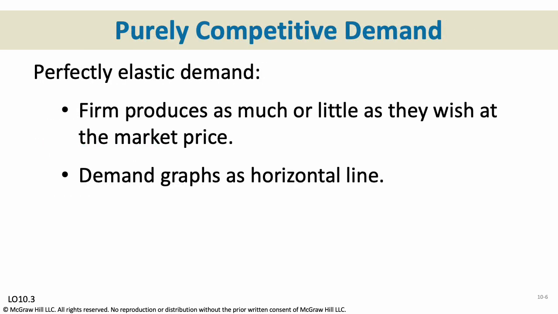Pure competition has perfectly elastic demand, so a firm will produce as much or as little as they wish at the market price, and the demand graph is a horizontal line. So in this case, perfectly elastic demand means the firm has no power to influence price, so they'll just produce however much they want at the given price.